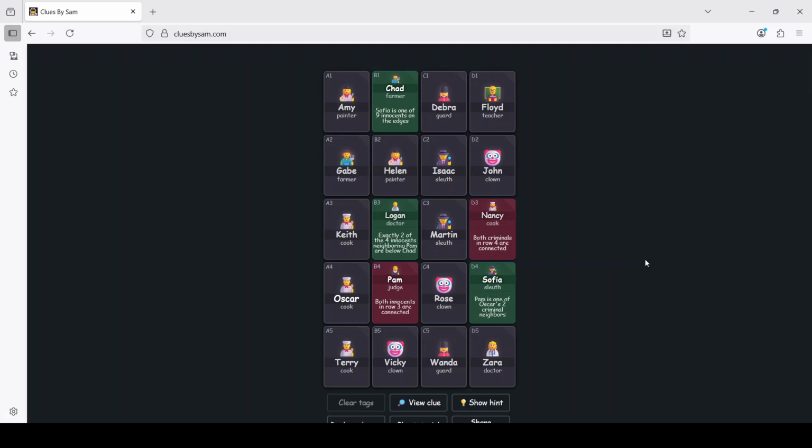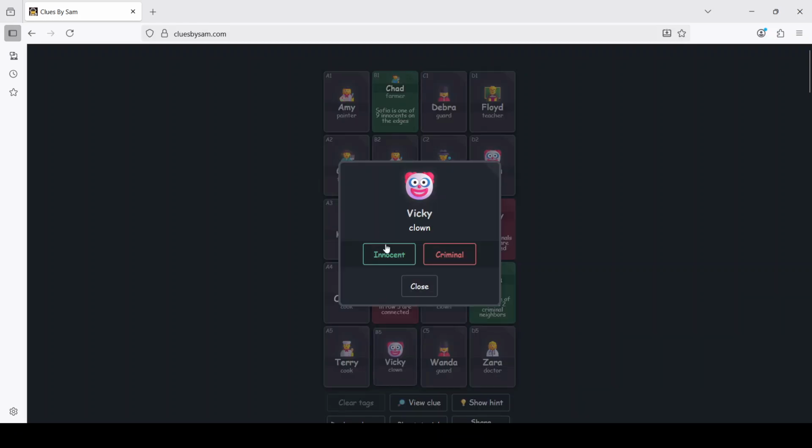So what Logan in B3 is telling us is exactly 2 of the 4 innocents neighboring Pam are below Chad. Oh, the first half of that is easy, so let's knock that out. Logan is Pam's first neighbor that is below Chad. There's only one other neighbor of Pam's below Chad, and that's Vicky.